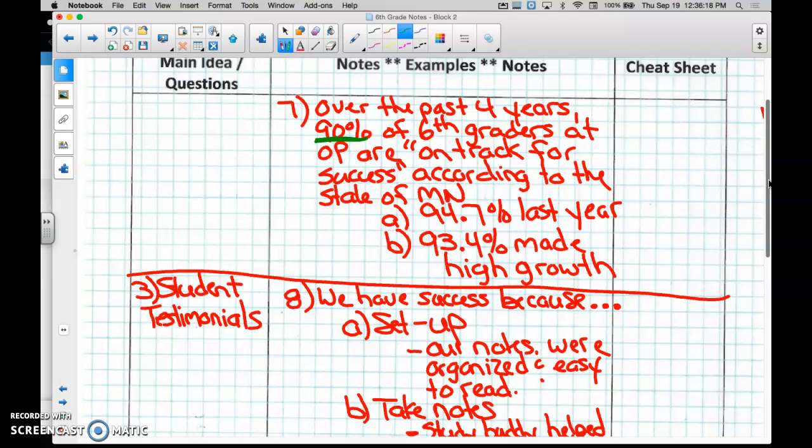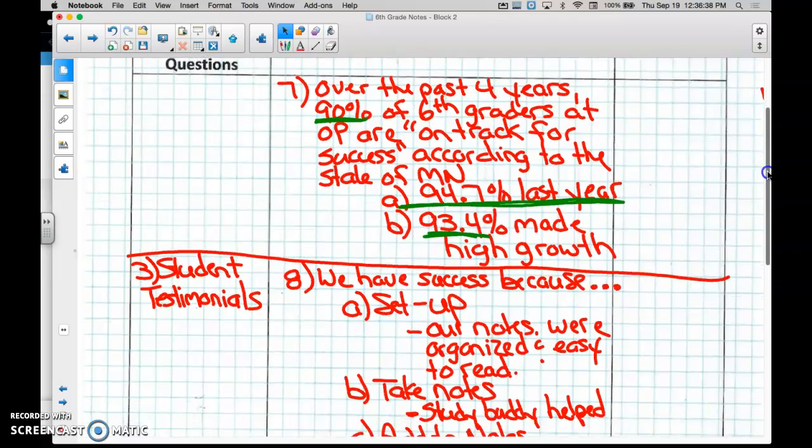Okay, last year, what percentage of the kids were on track? 94.7. 94 and 7/10, right? 94 and 7/10. Yeah. Remember, you can't say point. And then, in addition to that, last year we had 93 and 4/10% of our kids make high growth. Almost every single one of them made high growth. We're super awesome. And I think it has a lot to do with our note taking.